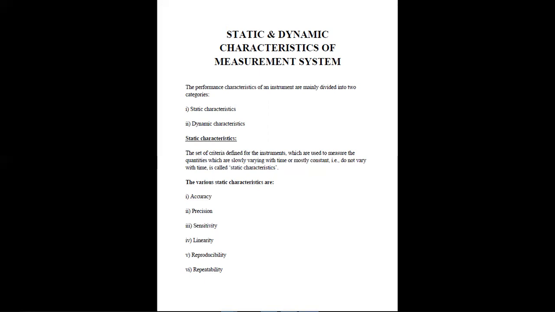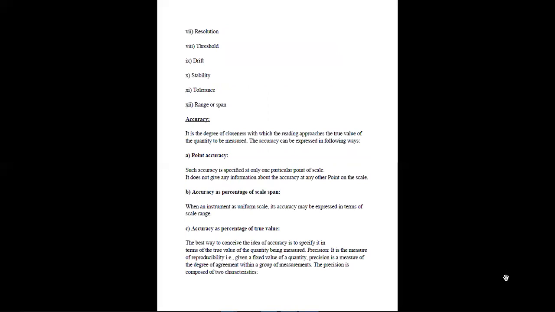Then the various static characteristics are: first one is accuracy, precision, sensitivity, linearity, reproducibility, repeatability, resolution, threshold, drift, stability, tolerance, range, and span. Range or span. These are your static characteristics.